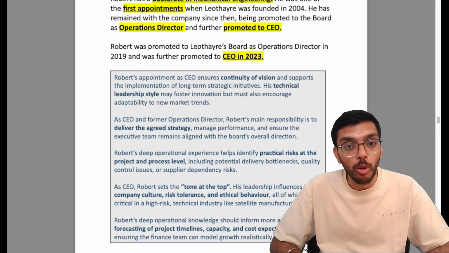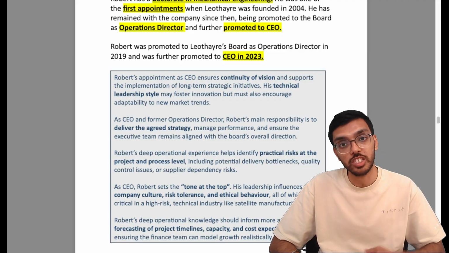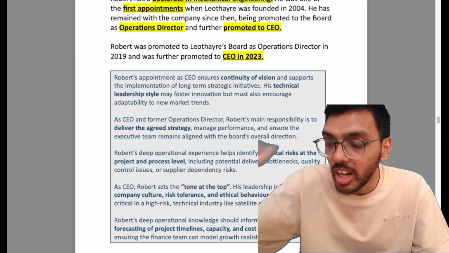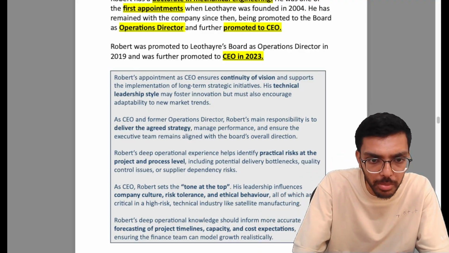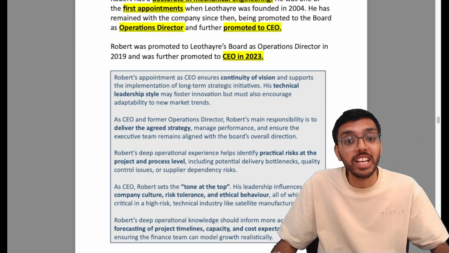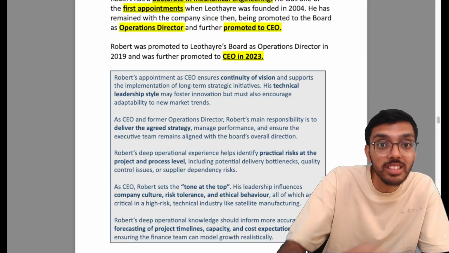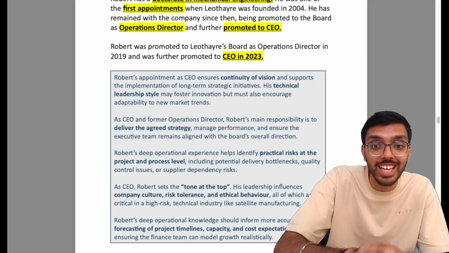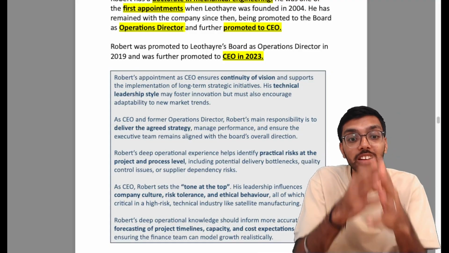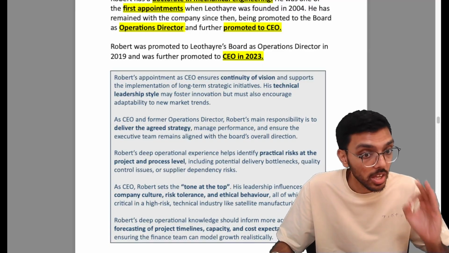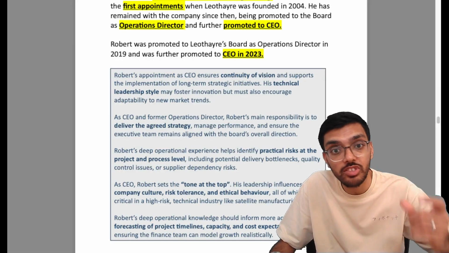As a CEO and former operations director, Robert's main responsibility is to deliver the agreed strategy. What is decided, make sure that the company follows up on that. So day-to-day running of the company. As CEO, Robert sets the tone from the top. His leadership style influences the company's culture, the risk tolerance, the ethical behavior. So he is the role model rather. How he acts defines the company. Remember that. So Robert is the CEO. Again, his competency is a mechanical engineering doctorate.